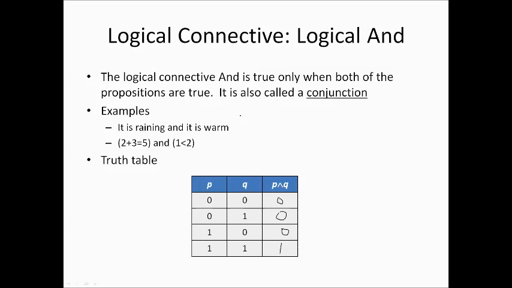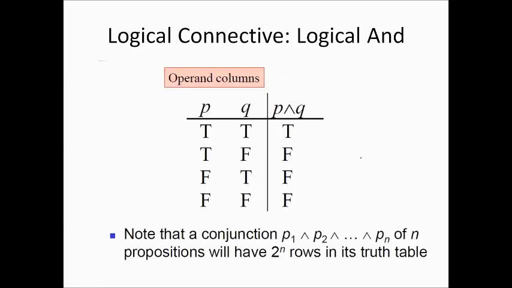Okay, very good. Let's move to the next slide. Now, as you can see here, I use the true or false truth values for the logical connective. Again, don't forget, the left side contains the operand columns and the right side contains the result columns. So, of course, true multiplied by true is true, true multiplied by false is false, false multiplied by true is false, and false multiplied by false is false. It's the same with 0 and 1.